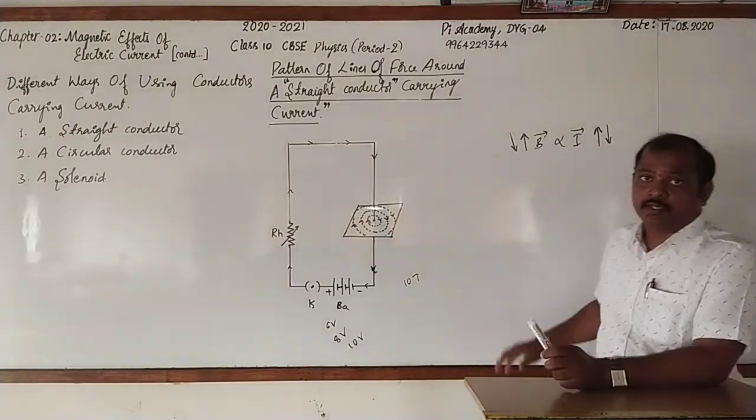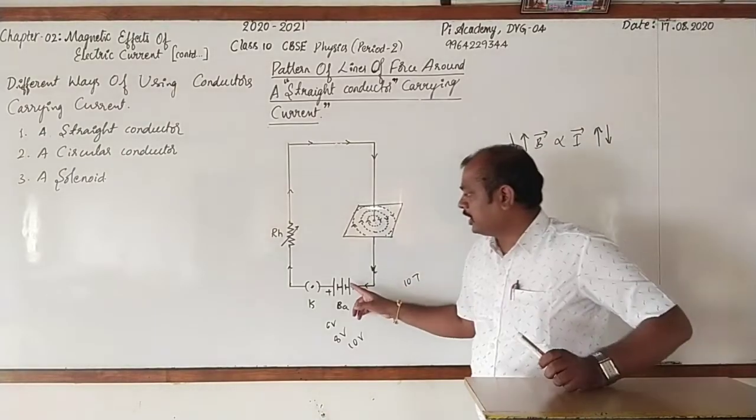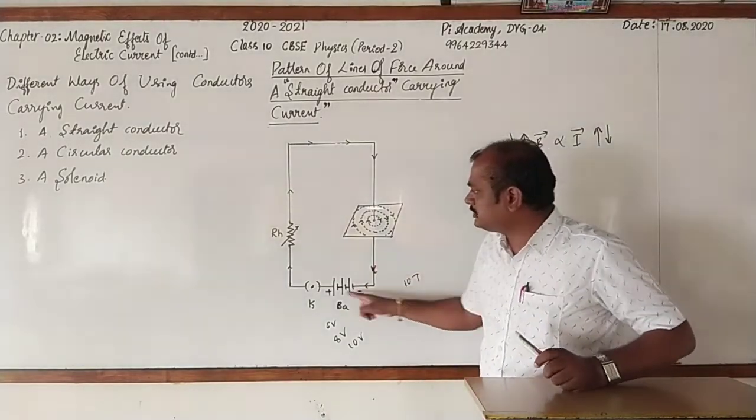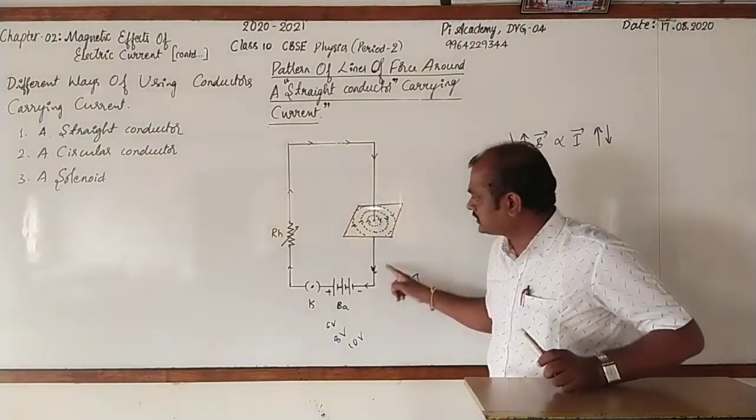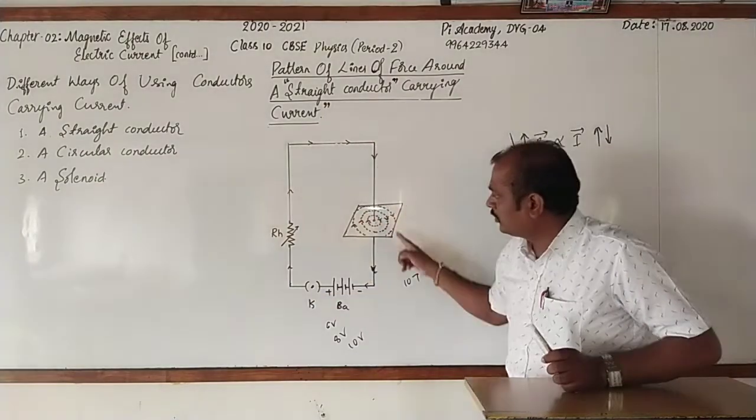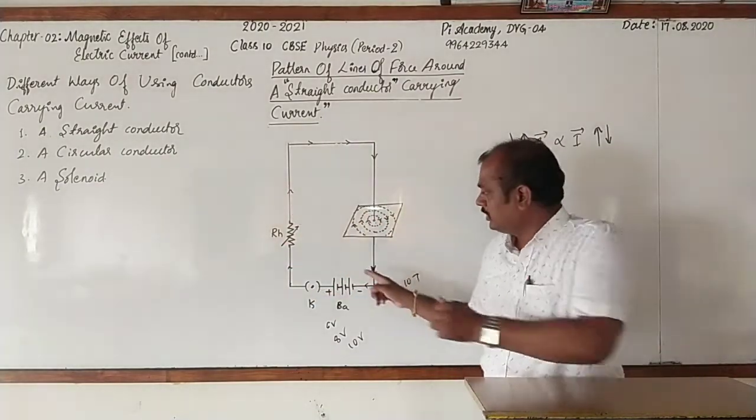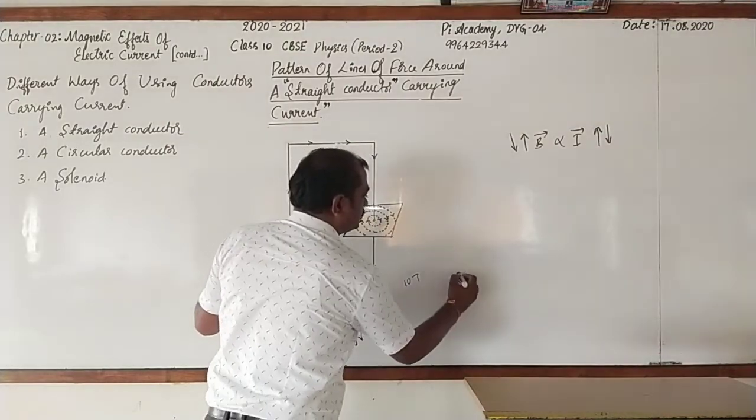Next, another point. Observe here, whatever wire is taken, it is just made into one rectangle only. You can also go for joining like this.